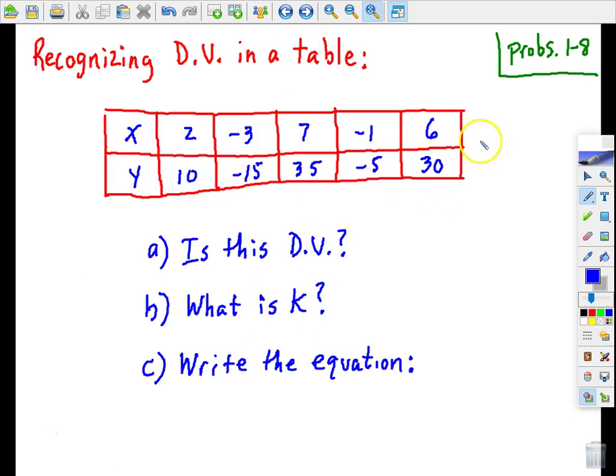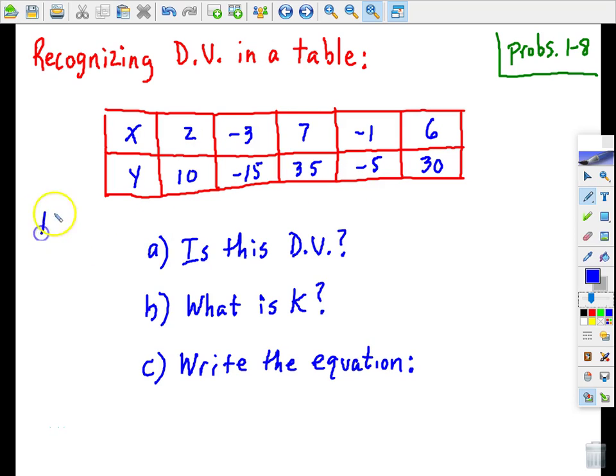All right. And you're going to be doing 2 through 8 even, but in this set of problems, the book wants to know if you're given a set of ordered pairs, can you recognize whether or not the set of ordered pairs is direct variation, or does it represent direct variation?